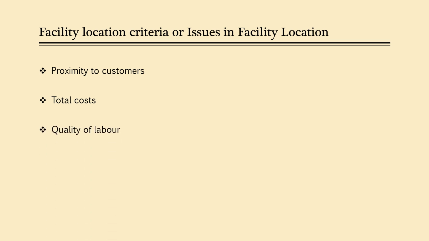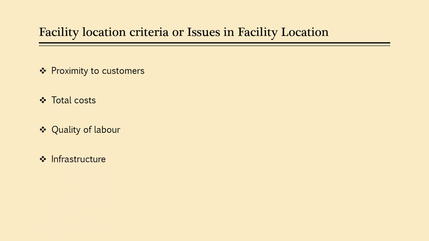Next one is quality of labor. Access to skilled and qualified workforce is crucial for success of any facility. Consider factors such as labor availability, skill levels, wage rates, and workforce demographics when selecting a facility. Additionally, we have to consider the labor laws and labor market dynamics when we are considering the quality of labor.